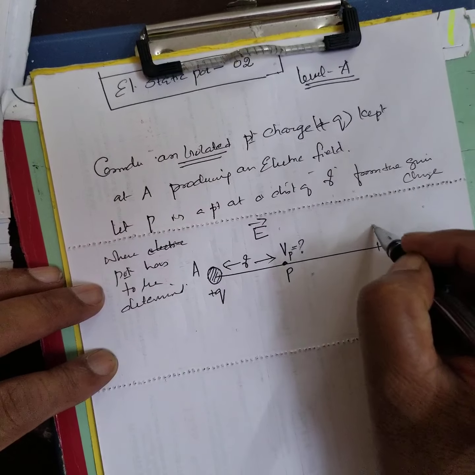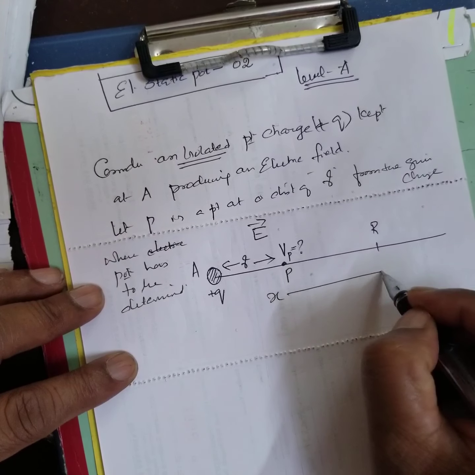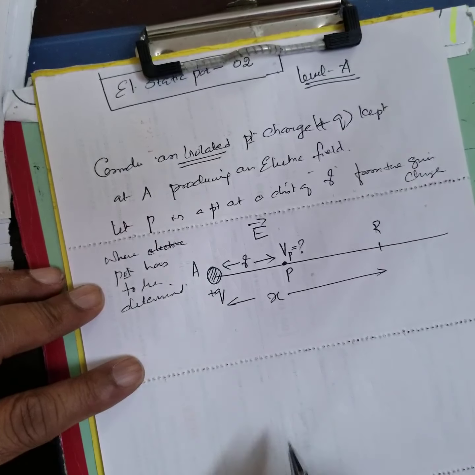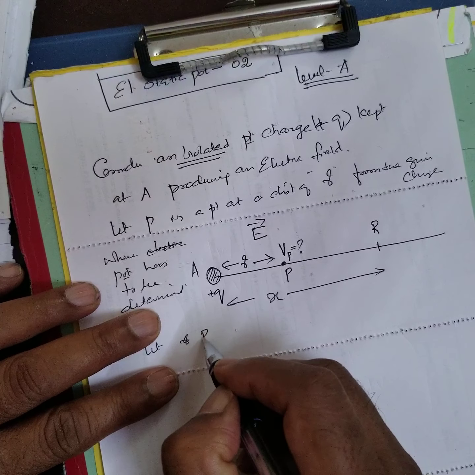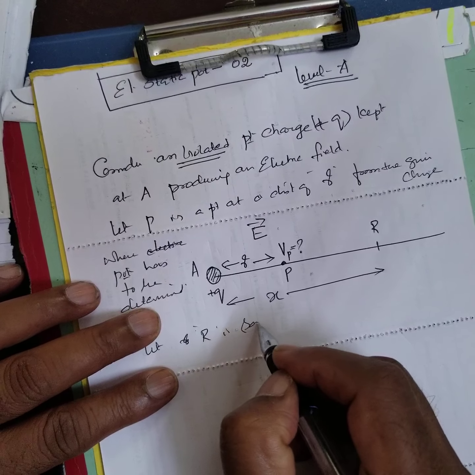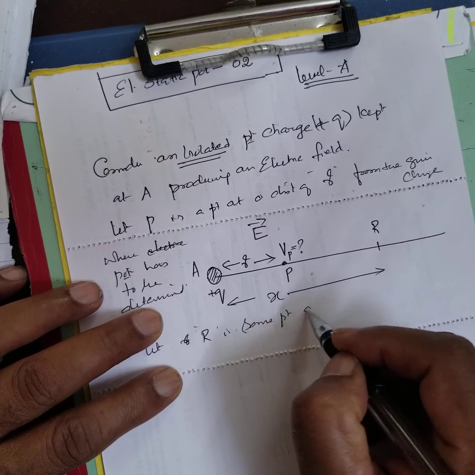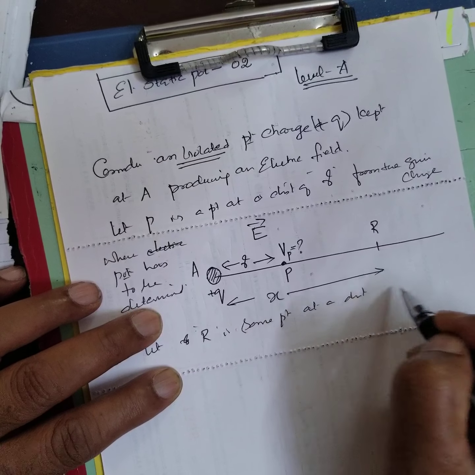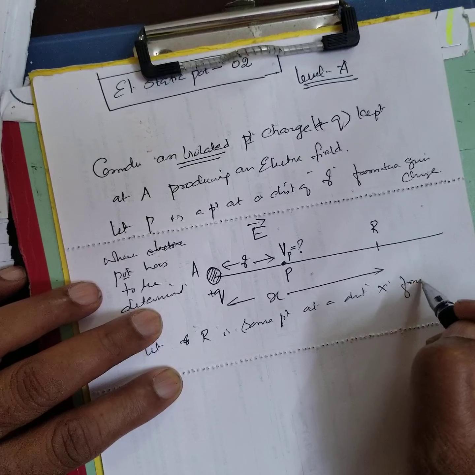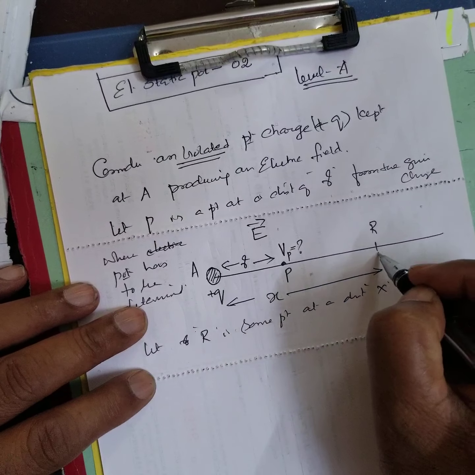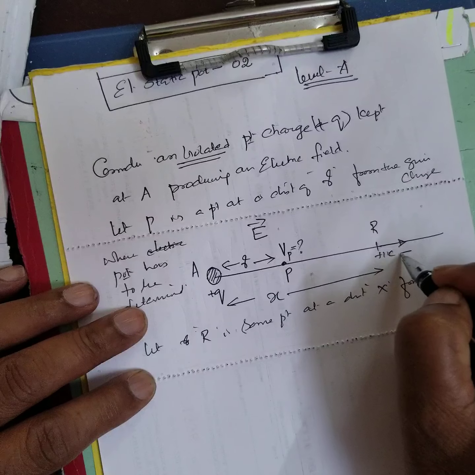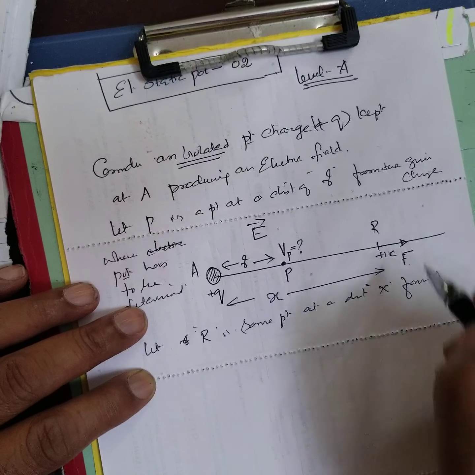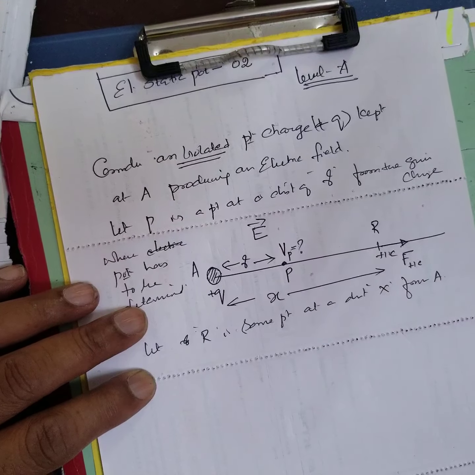Let R be some point which is at a distance of x from the given charge. Let R be some point at a distance x from A. If you keep a unit positive charge here, what will happen? It experiences a force. This is the force acting on a unit positive charge.